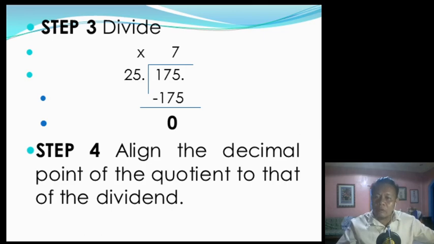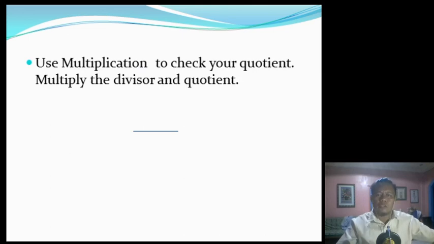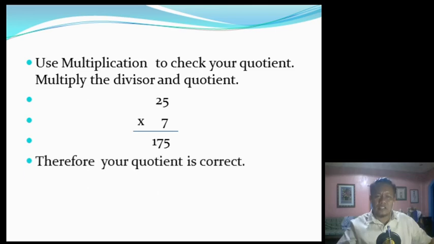Step number 5. Use multiplication to check your quotient. Multiply the divisor and the quotient. Let us see. This is our divisor, 25, and this is our quotient, 7. So therefore, 25 times 7 equals 175. It is correct. So your quotient is correct. Therefore, your quotient is correct.